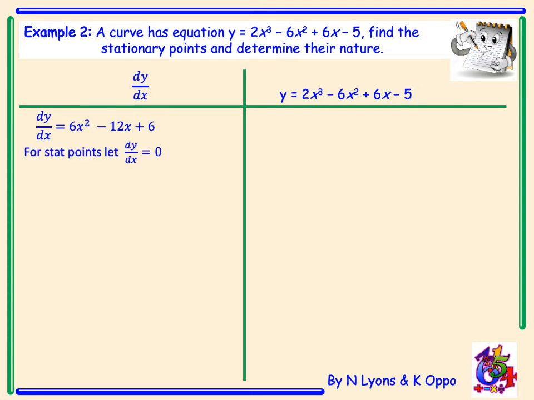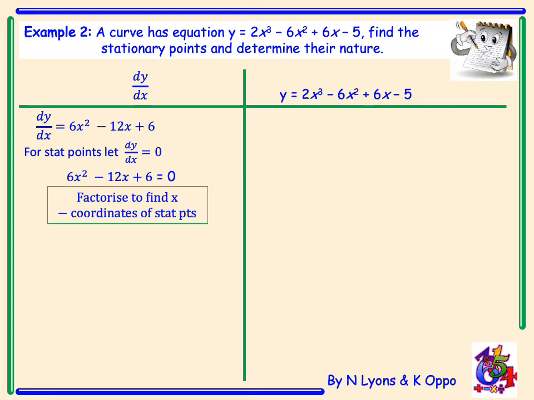Again, we must state, for stationary points, let dy by dx equal 0. So that gives me 6x squared minus 12x plus 6 equals 0. And we're going to have to factorise to find the x coordinates of the stationary points. So again, make life easy for yourself. I can take out a common factor of 6, and this gives me the exact same as before. I've got 6 times (x squared minus 2x plus 1) equals 0. Factorising that gives me 6 times (x minus 1) squared equals 0. And solving gives me x is 1.